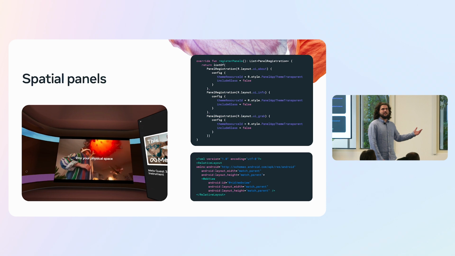On the right, you see the register panel function, which is a new app lifecycle event that we've added to our app system activity. In it, it shows you how quick and easy it is for you to register new panels and spawn them into your scene. In the bottom right is just some layout code that should look familiar to a lot of the Android devs in the room, making it super easy to get started with building the thing that you want.